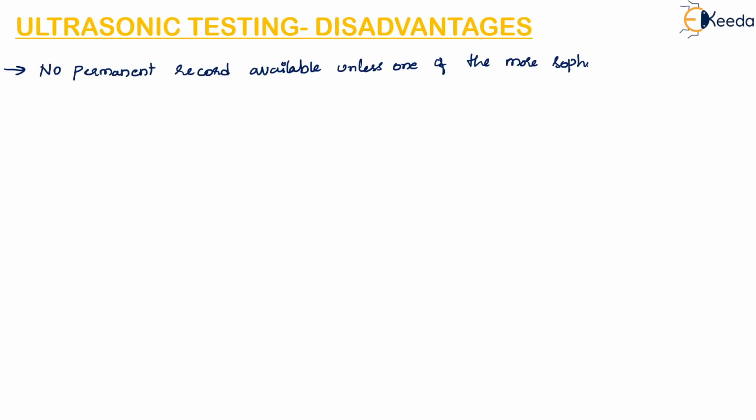Now, what are the disadvantages of this ultrasonic testing? So here no permanent record is available unless one of the more sophisticated test results and data collection systems is used. So if you want a permanent record of the result, you will have to use some sophisticated data collection or result recording system.